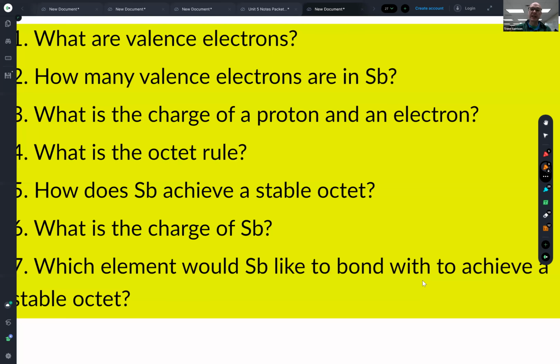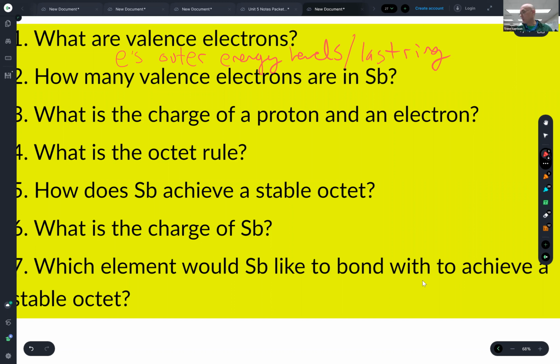Let's jump into it. I'm going to share my screen, and it asks, what are valence electrons? Valence electrons are the electrons on the outer energy levels, the last ring. So we count those, of course, by the columns on the periodic table.